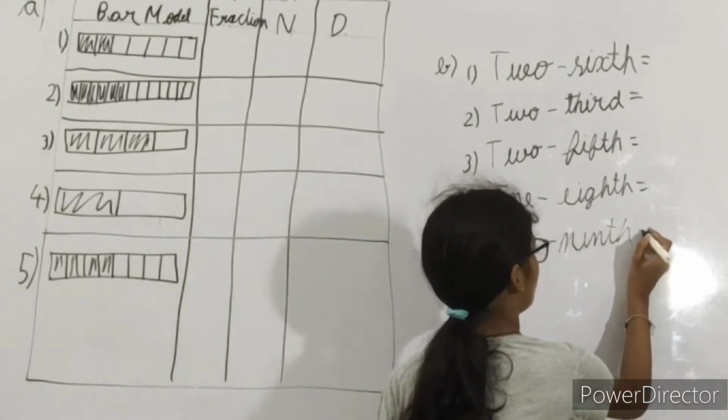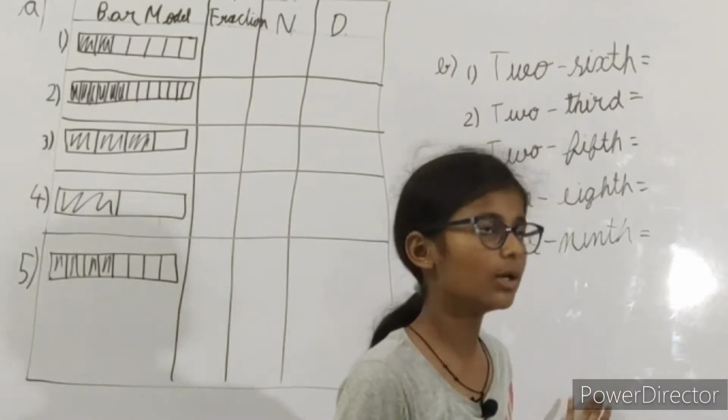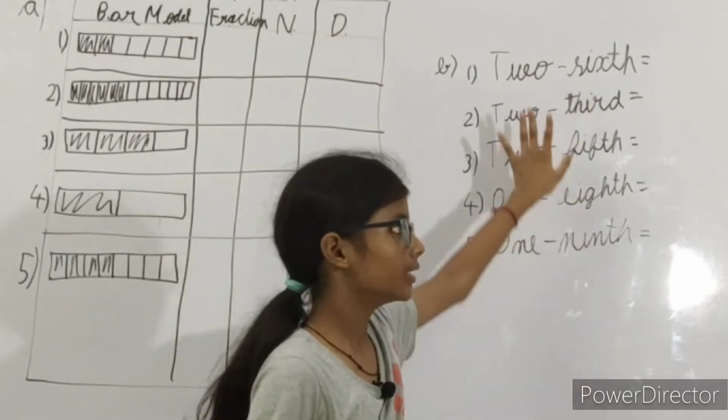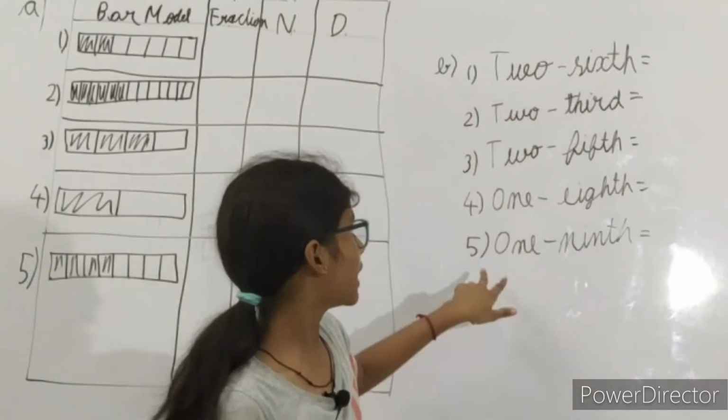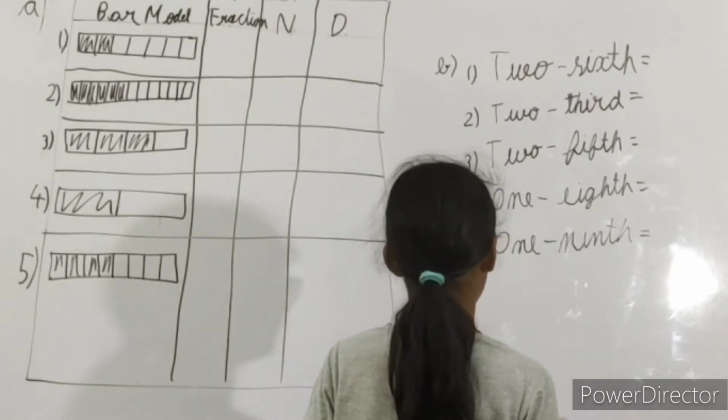See, what you have to do in the B1 is, first stop writing, please first listen. In the B1, you have to write this thing in digits. This is also fraction, but you have to write the fraction in digits. Okay. Now you can start writing.